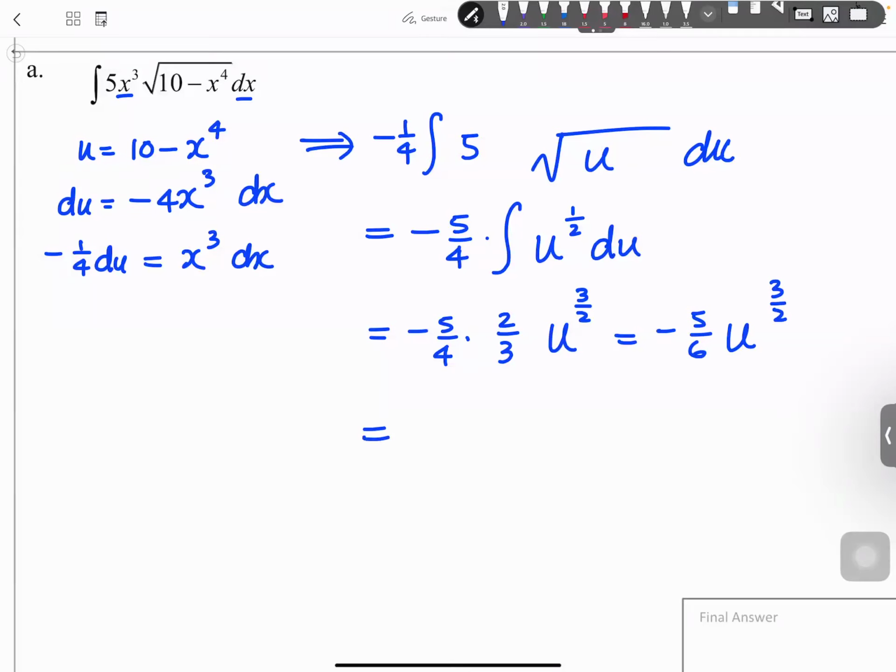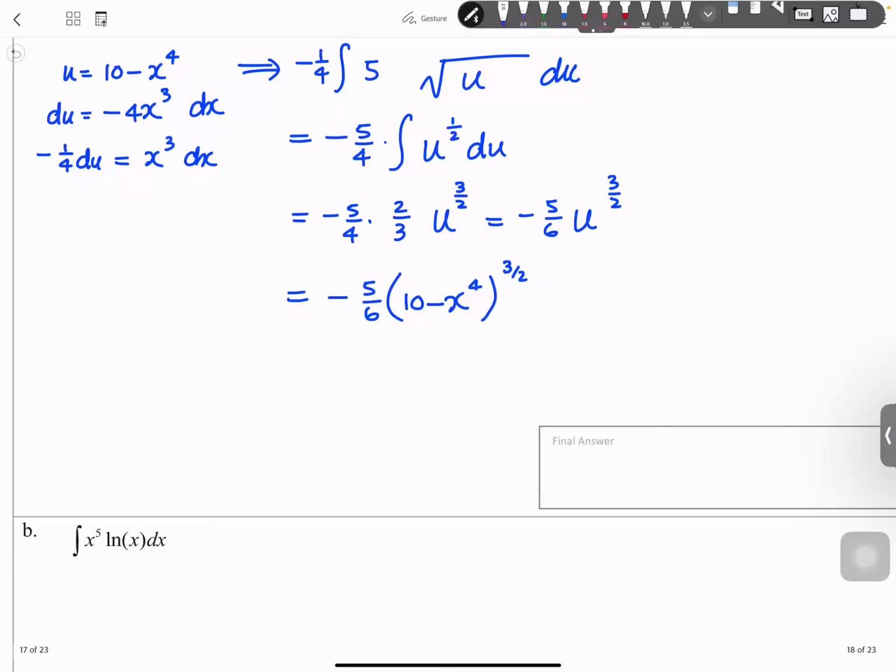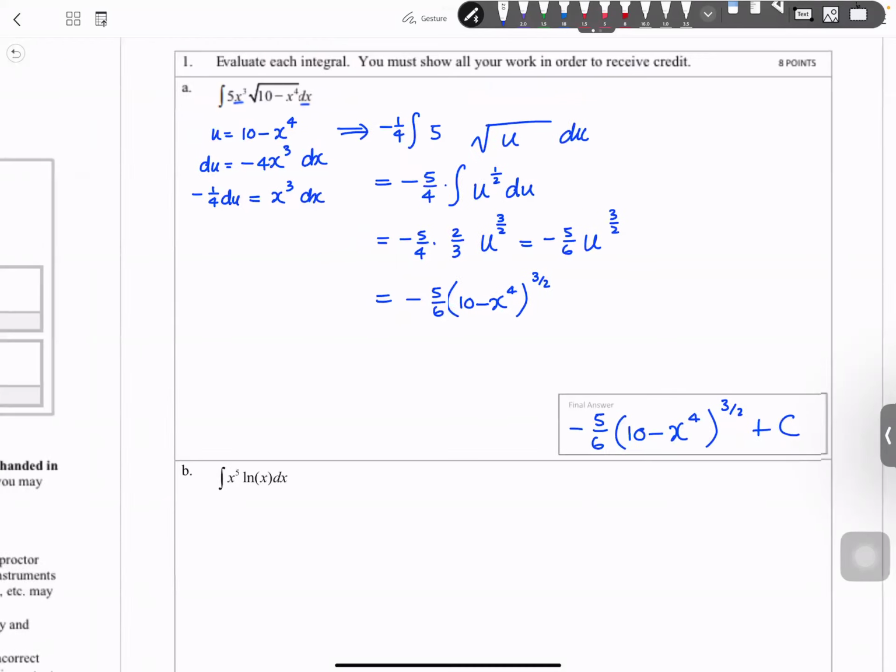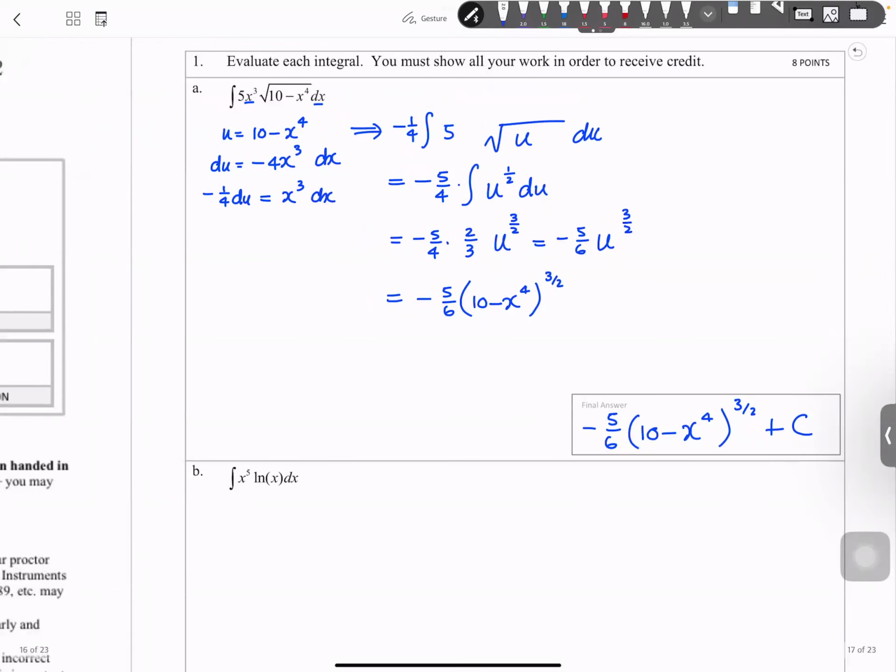All right, now let's plug back in. Negative 5 over 6, u is equal to 10 minus x to the power 4 raised to the power 3/2. And when you report your final answer, so this is minus 5 over 6, 10 minus x to the power 4 raised to the power 3/2. Do not forget that plus C on your final answer. You don't have to carry the plus C throughout your work. As long as it's on your final answer, we're good to go. Okay. Questions?